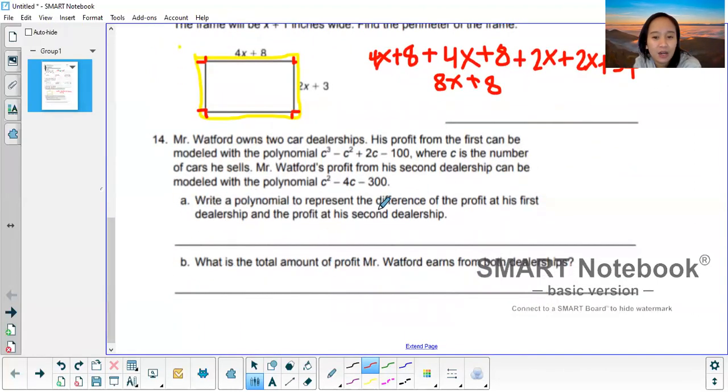So it says in here, find the difference. So what's this one? So difference of the profit at his first dealership and the profit at the second dealership. So this is the profit from the first dealership. So it says difference. So you have to subtract them. Okay, and then you have here total amount. That means you're going to add them. So you add those two. Okay, and that's it.